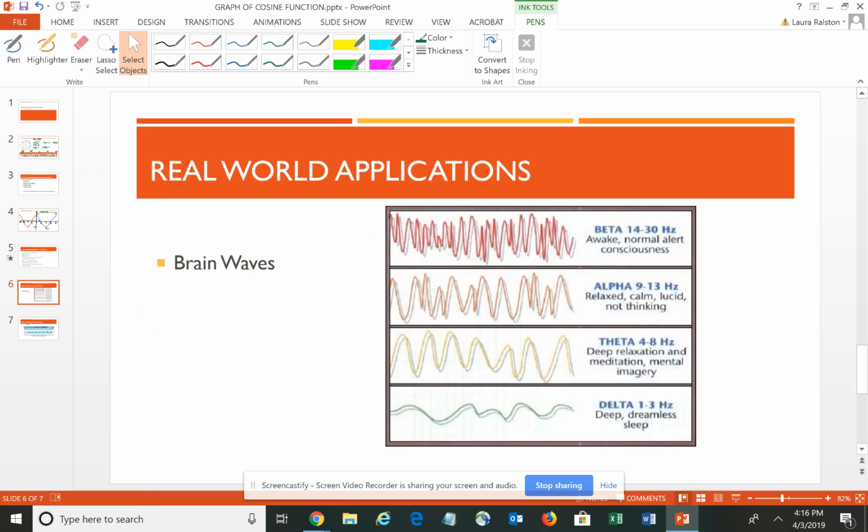And again, just to help you see, there are real-world applications of the cosine function as well. One of those is brainwaves. You can see, if you're in a deep, dreamless sleep and your brain's not really working, the curve is stretched out. But if you're awake, normal, and alert and thinking, it's all closer together. And so we have to think about how we can transform that basic cosine curve to model the brain waves. We're going to be talking about that a little bit later.